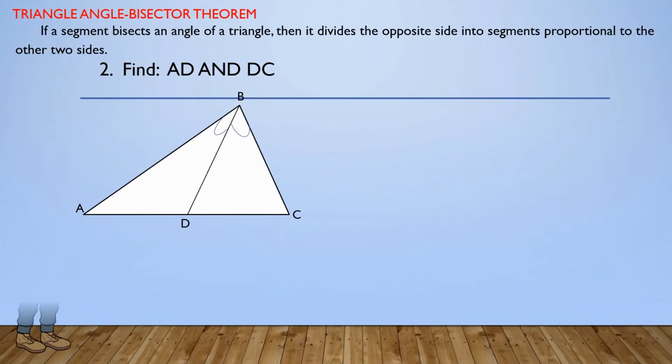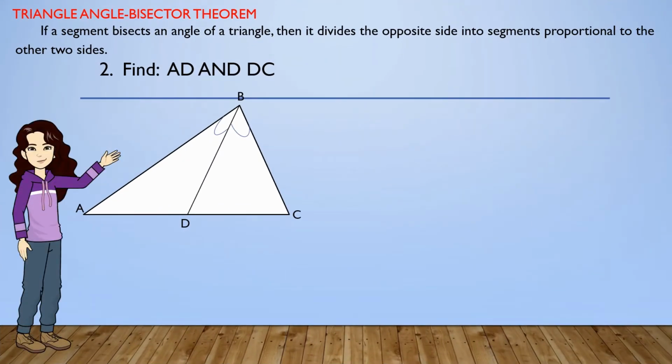Okay. Number 2. Same figure. We have triangle ABC, and the angle bisector is segment BD. The measure of side AB is equal to 9, then side BC is equal to 6, then side AC is equal to 10.